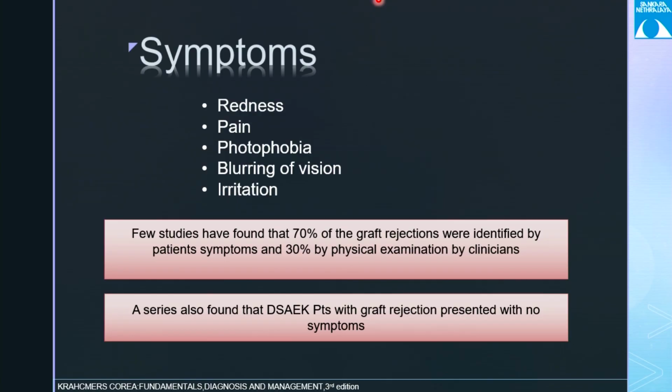What does this sentence mean? So hence we need to ask for a detailed history from the patient, along with whether they had non-compliance. Every time a patient comes, you need to rule out whether there was an episode of redness or rejection, because then you have to hike up the steroids. Not everybody is going to be as vocal or clear in their thoughts to tell us what happened. And series also found that DSEK patients with graft rejection presented with no symptoms.